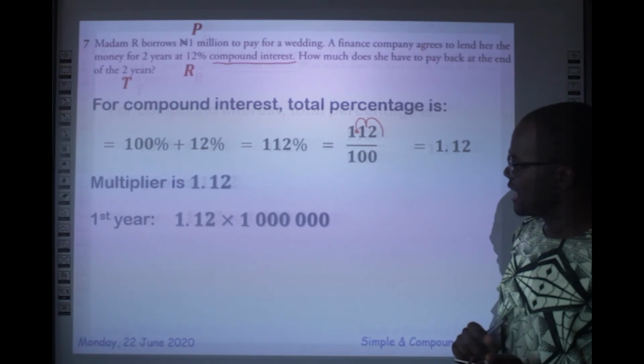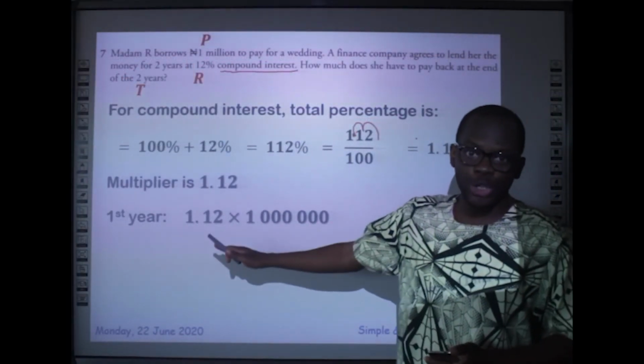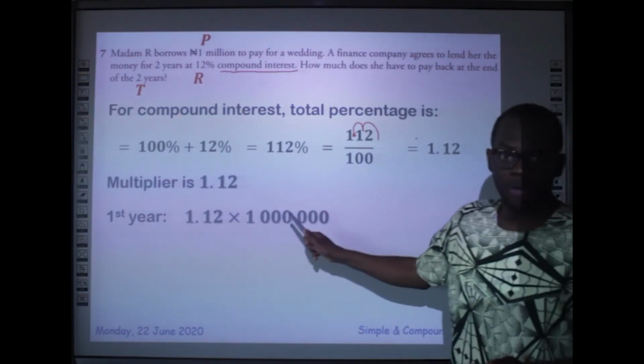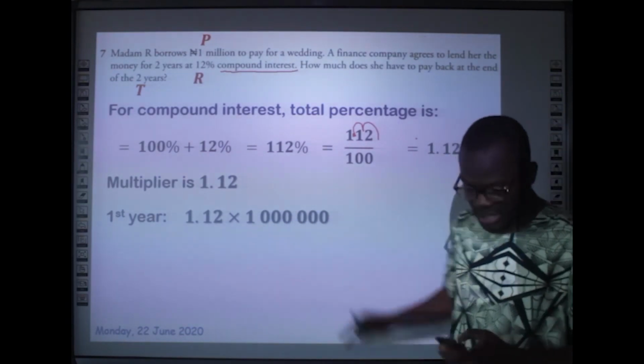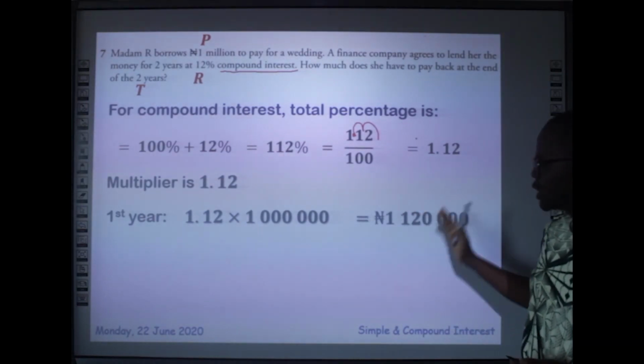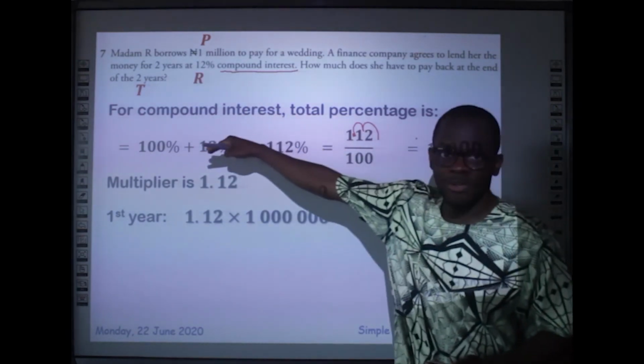So for the first year, you have the multiplier of 1.12 times the principal of 1 million. So at the end of the first year, what do you have? You have 1,120,000, okay? But we have to move on to the second year.